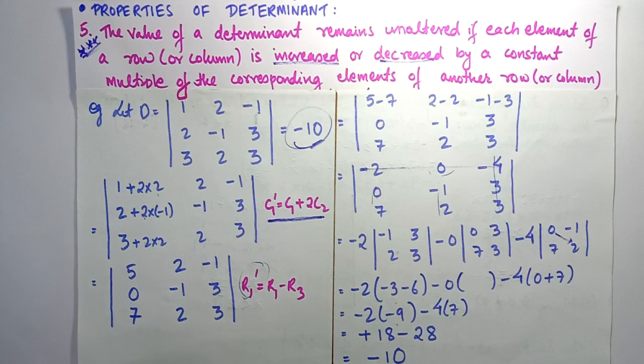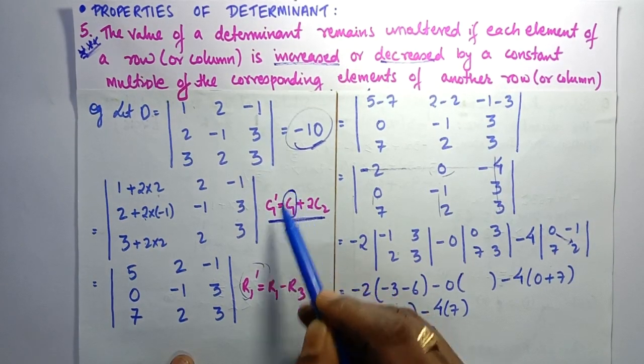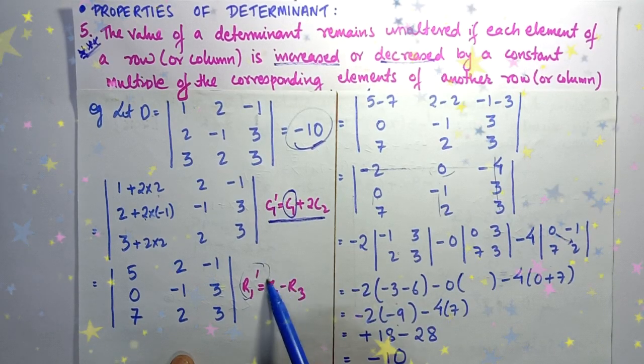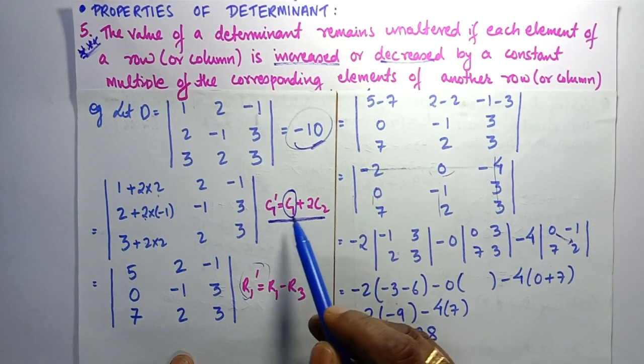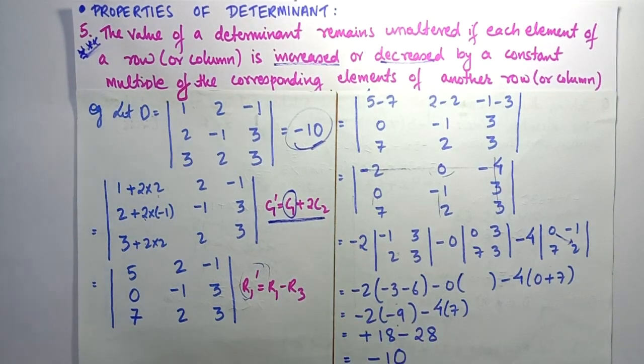You have to know this property. This is one of the very important ones, whether you increase or decrease. Whenever you note that if you are changing C1, this C1 should not be multiplied. You are changing R1, so R1 should not be multiplied. Okay, so the other rows or other columns have to be multiplied.